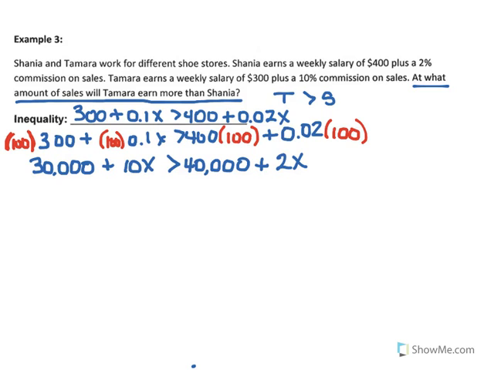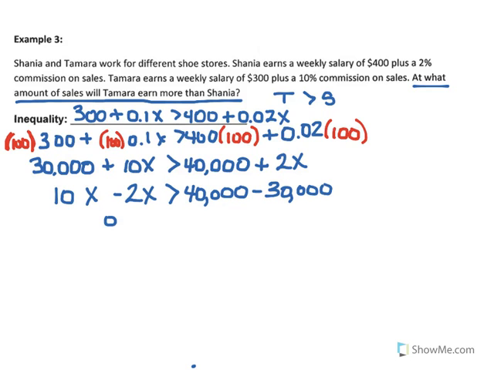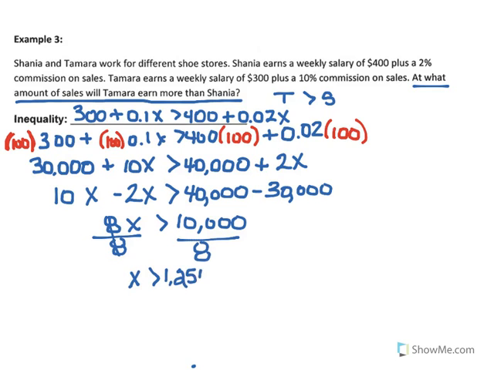Now I'm going to move all of my variable terms to the left, my constant terms to the right. When I do that, I have 8x is greater than 10,000. I'm going to divide both sides by 8. When we divide both sides by 8, you get x is greater than 1,250.